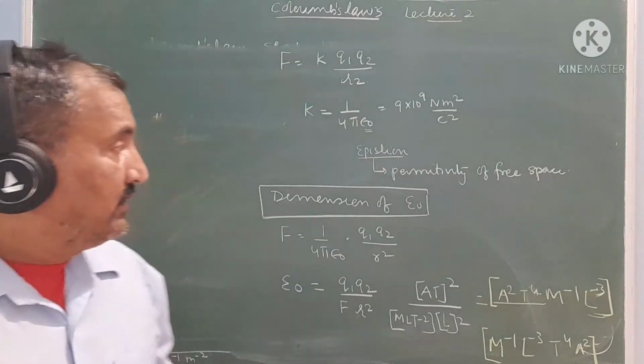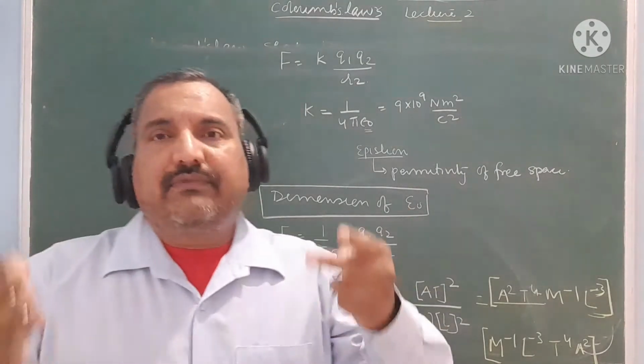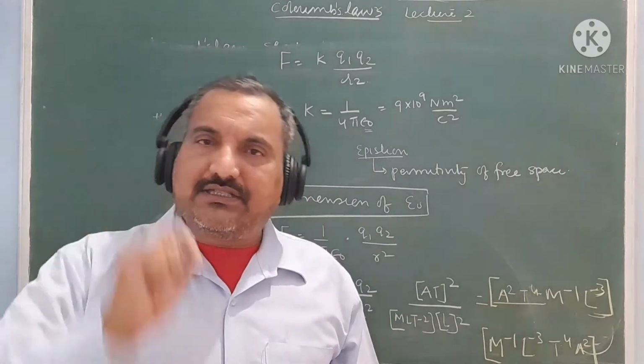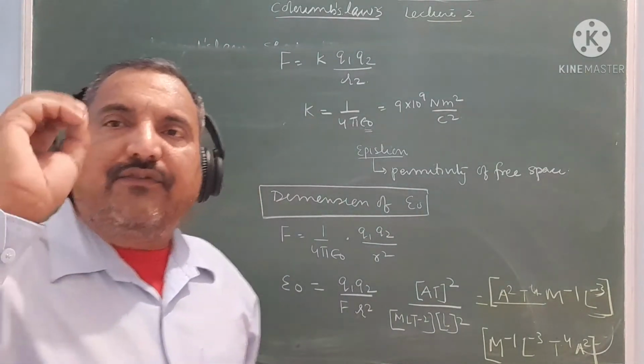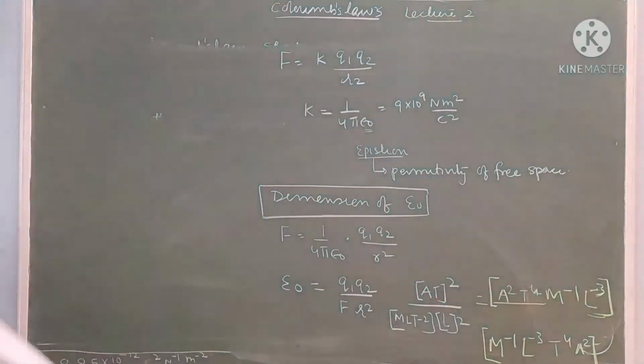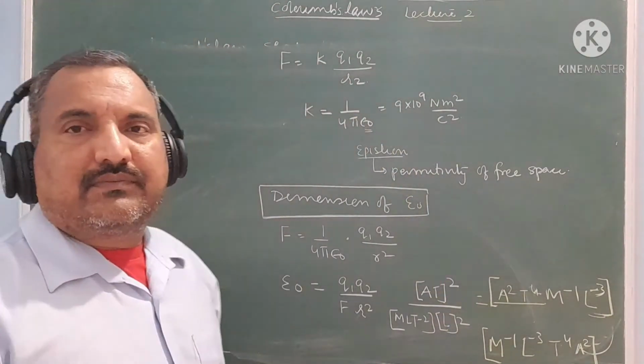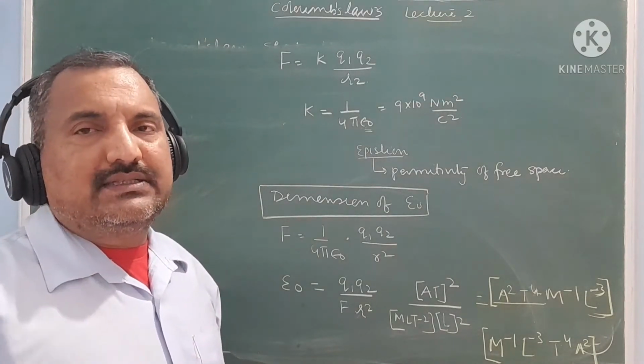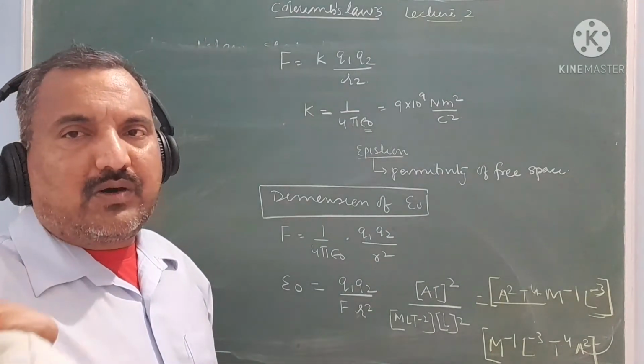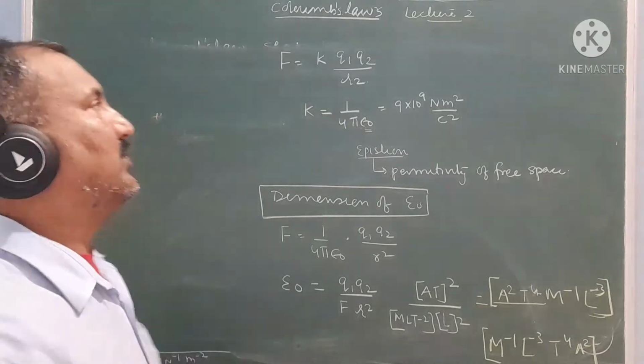So now it has some value also. And what is the value of epsilon 0 in magnitude? We will calculate that also. Just write it in 2 minutes. Time starts now.